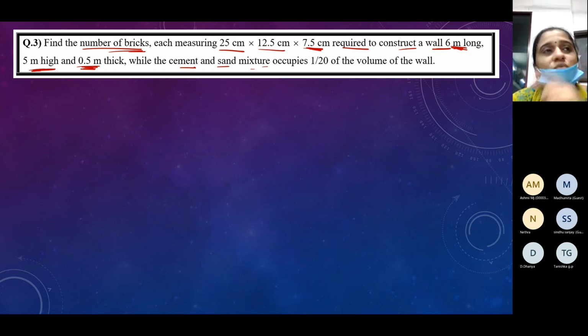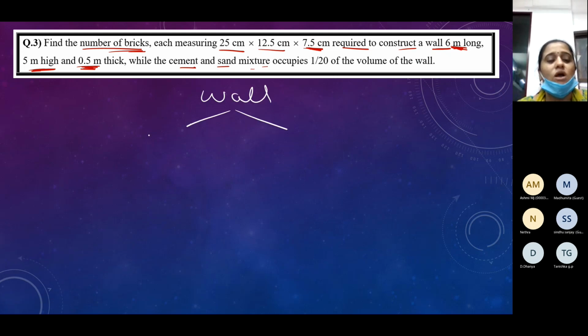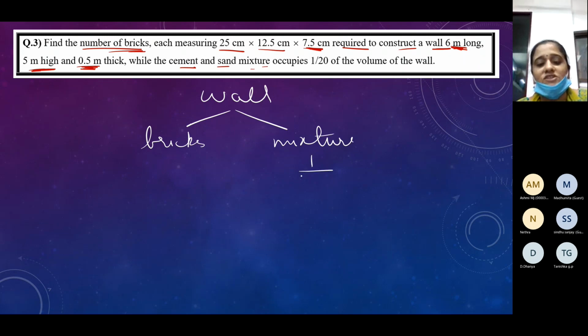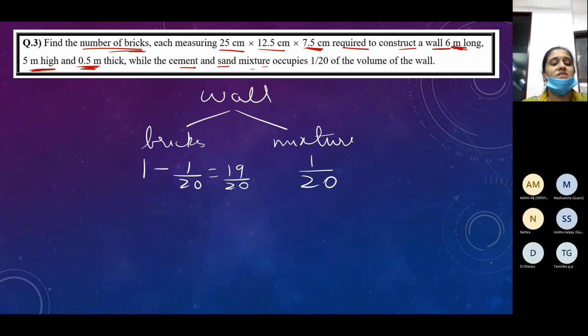If the mixture is 1/20, then what fraction is the bricks? 19/20. The wall comprises bricks and the mixture. If the mixture occupies this fraction of the wall, then the bricks will occupy 1 minus 1/20, which is 19/20 of the volume of the wall. Is this understood?